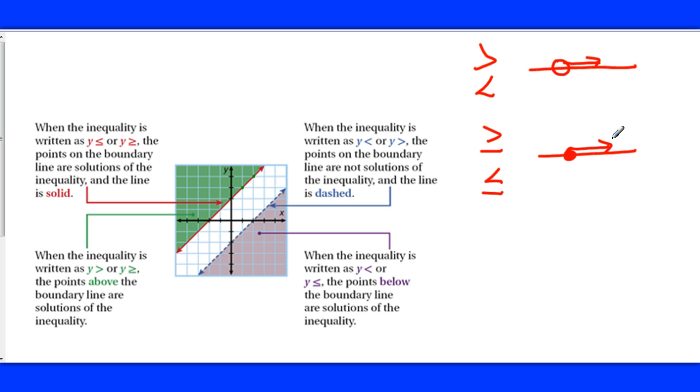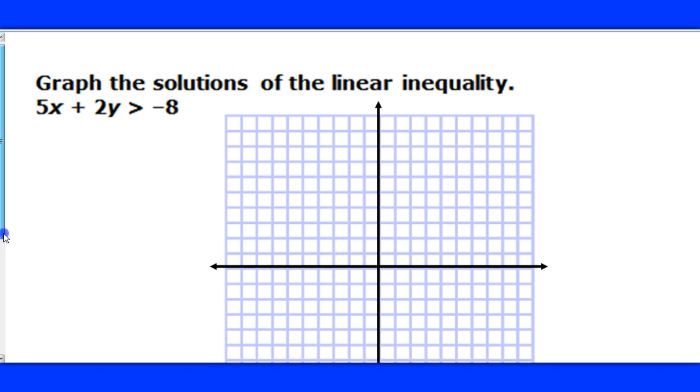Well, it's the same thing here. It's just that if you have the or equal to, you're going to use a solid line. If you have just a greater than or less than, you're going to use a dotted line. If you have a greater than symbol, you're shading above the line. And if you have a less than symbol, you shade below the line. So we're actually shading a segment. So let's give you an example of this.